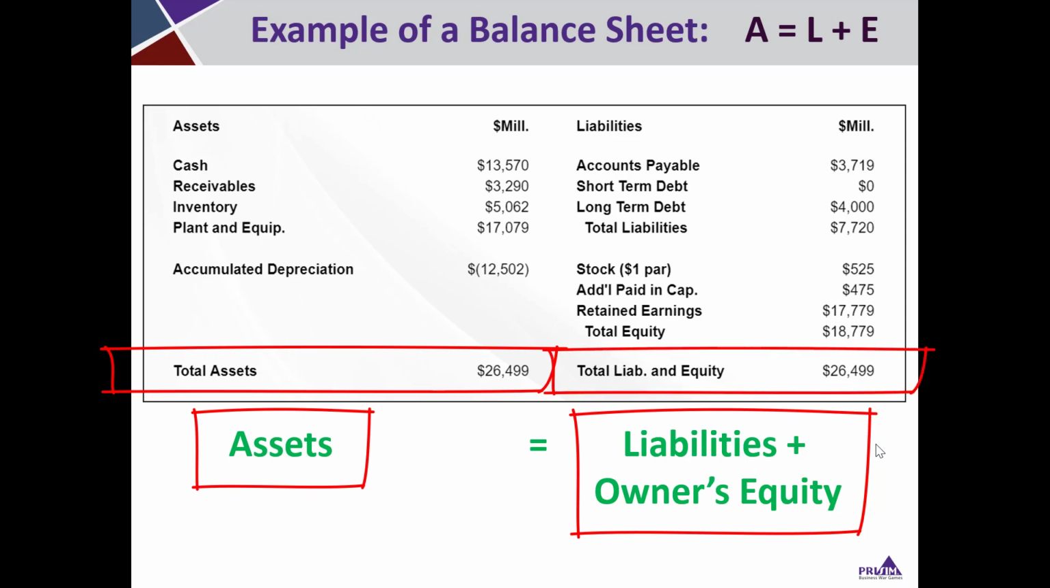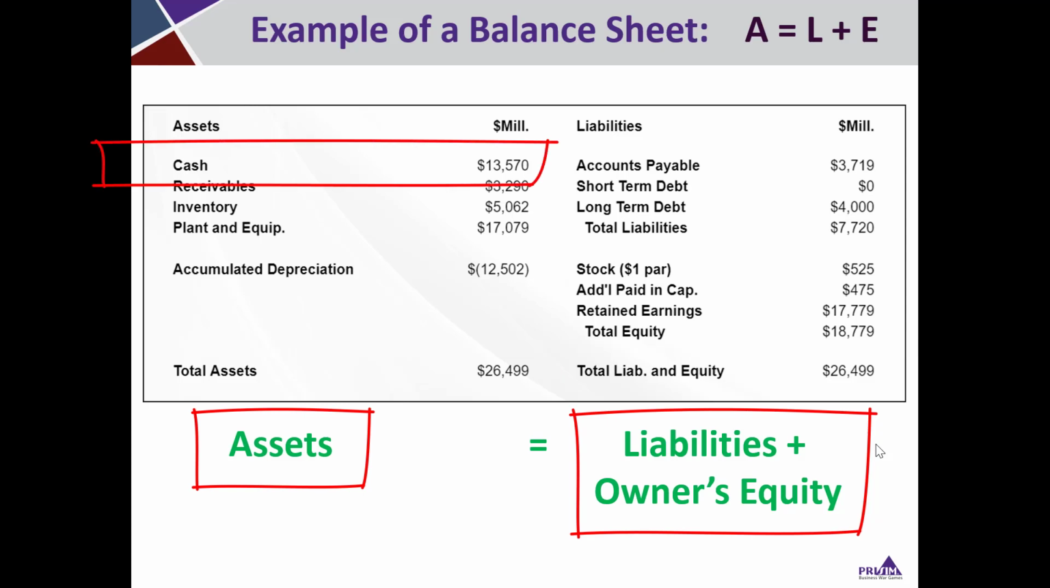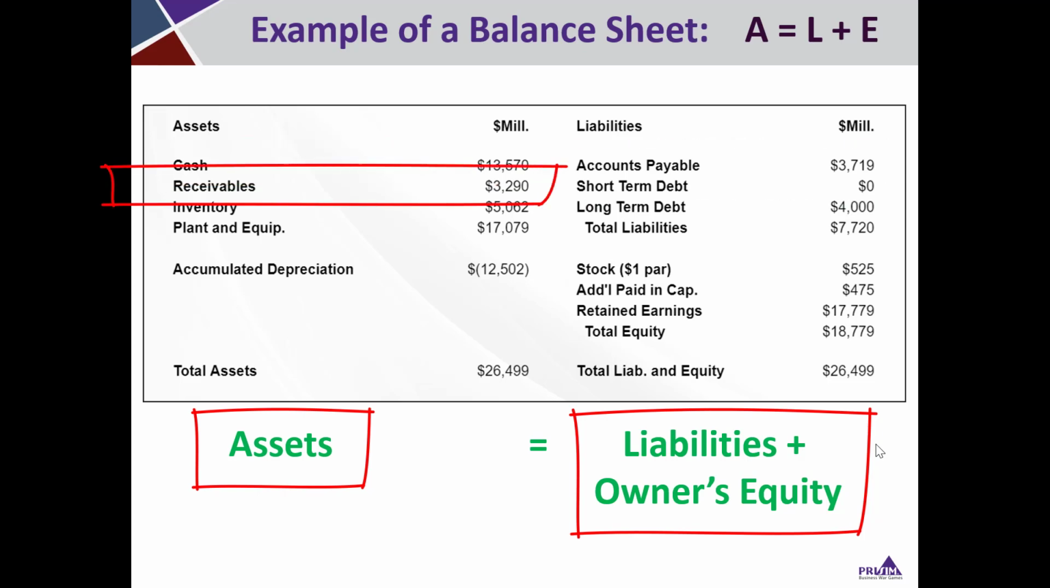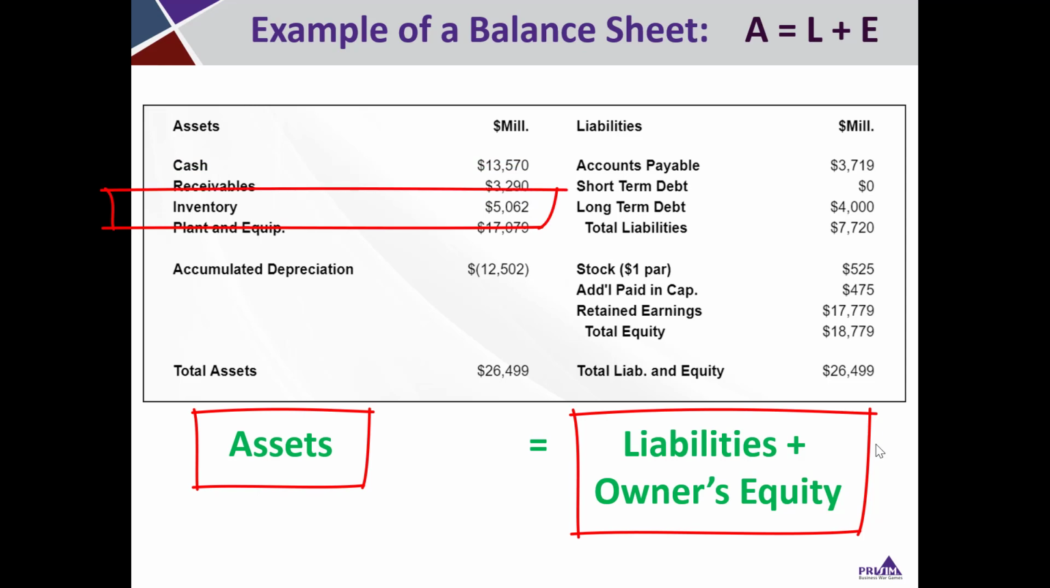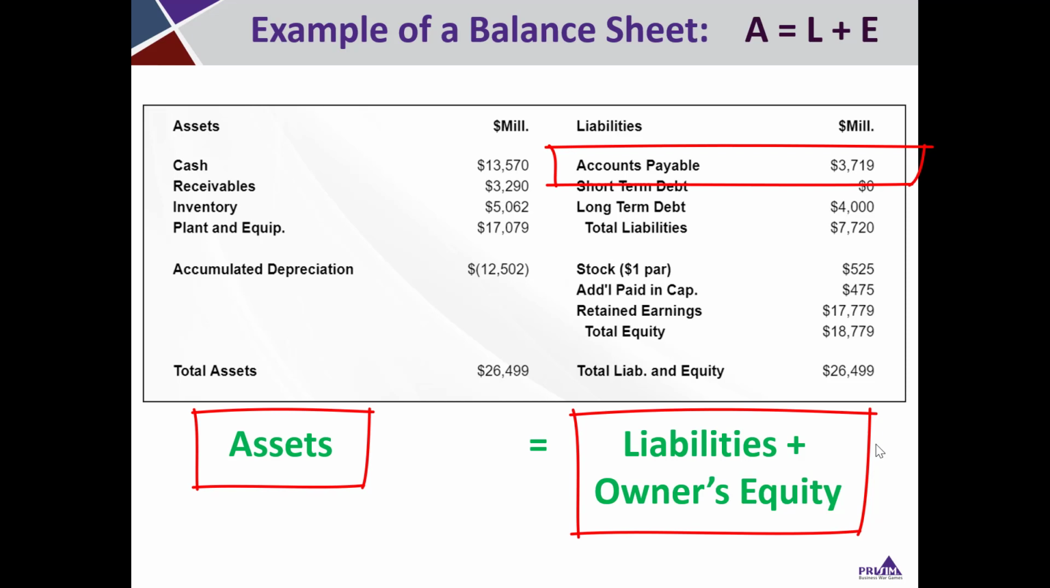So some questions you can answer by analyzing a balance sheet include things like, how much cash do we have to cover our short-term current liabilities? How quickly are our customers paying us? How much do our customers currently owe us, which is accounts receivable? How much product are we sitting on and we haven't sold yet? That's inventory. How much do we owe our suppliers?